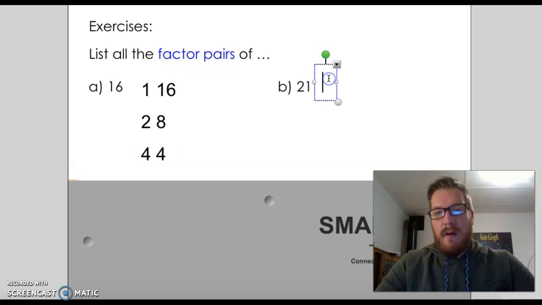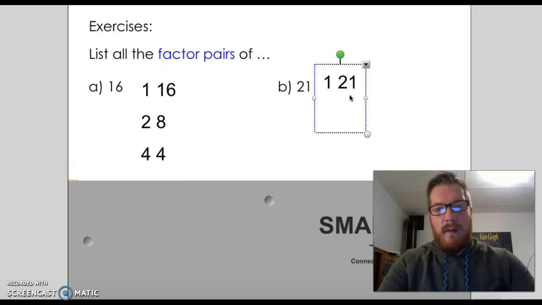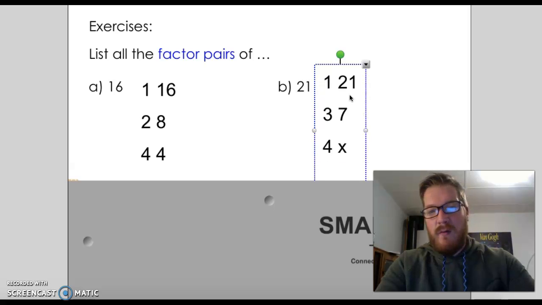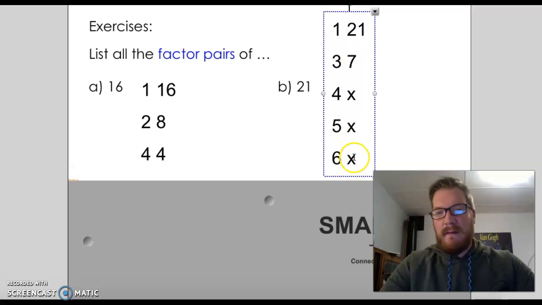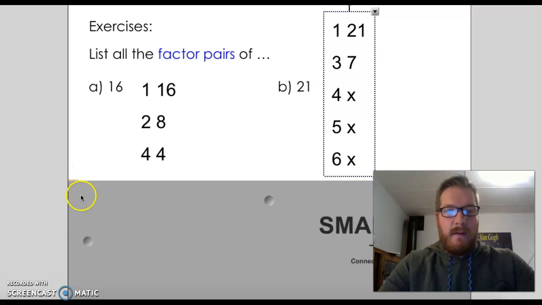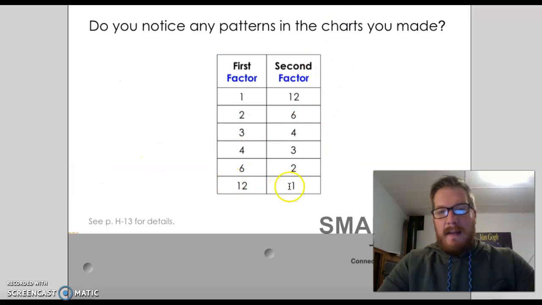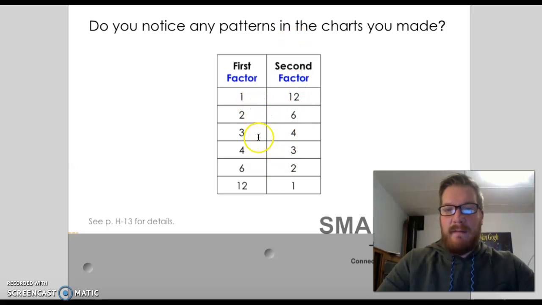In terms of 21, I have 1 and 21, and I have 3 and 7. 4, no. 5, no. 6, no. Once I've gotten to that point, these are all my factors: 1, 3, 7, and 21. That's all I have. Again, this is where you write out first and second factors. The pattern is that it starts repeating after a certain point, and as the first numbers get bigger, the second factors get smaller.